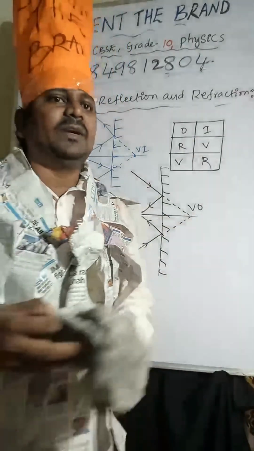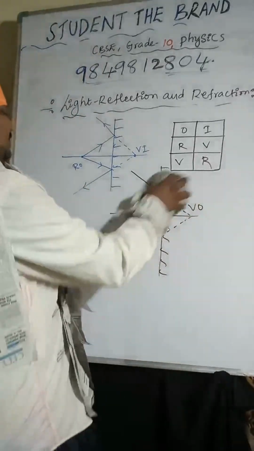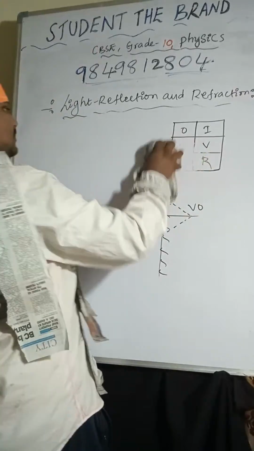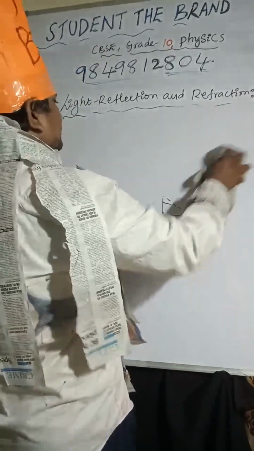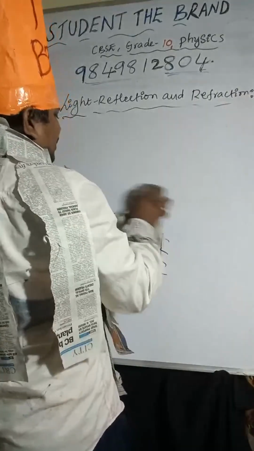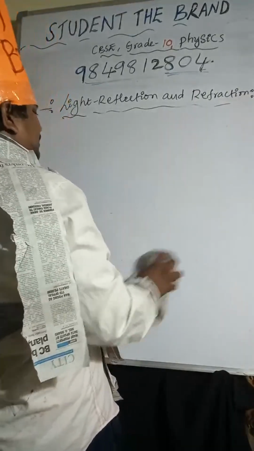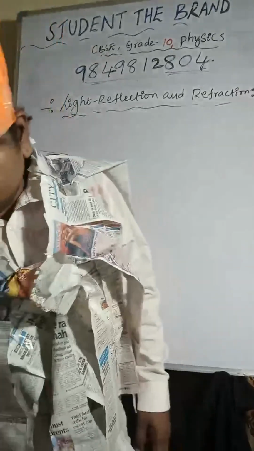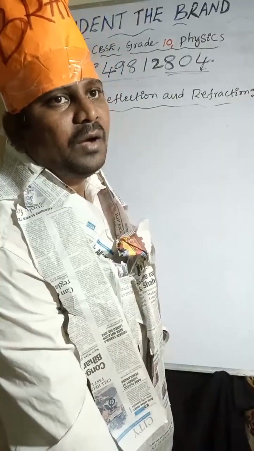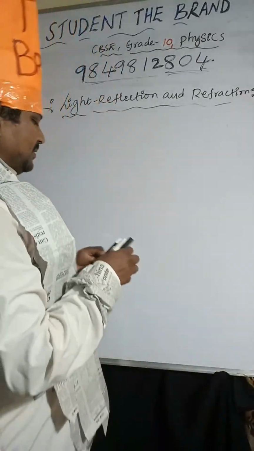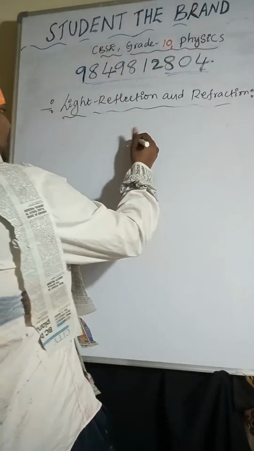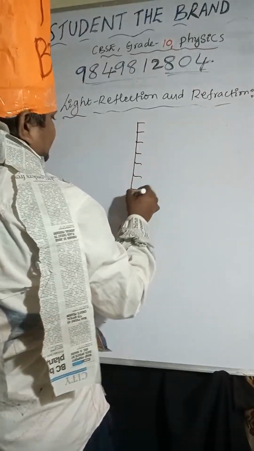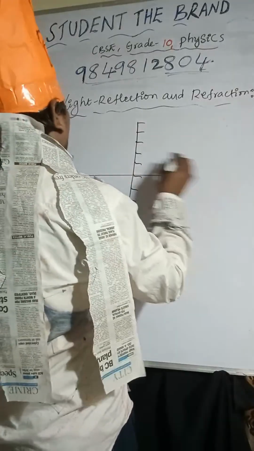Next we will discuss the nature of the image formed by the plane mirror. I am taking the plane mirror. This is the plane mirror, and this is the object.